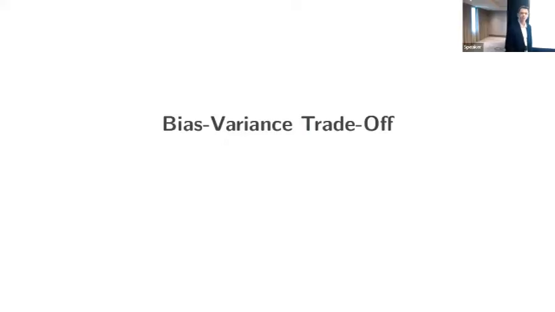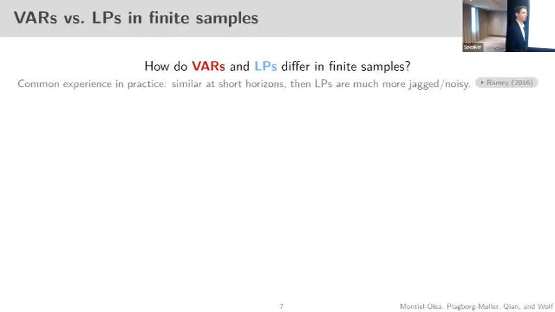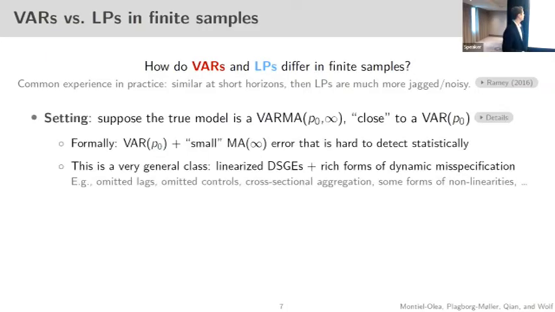And for that, let me first begin with an observation that will be familiar to many people in this room. If you run a VAR and a local projection in some finite sample, like you look at the applications in Valerie's handbook chapter, you're going to see that at short horizons they tend to be reasonably similar. At long horizons in particular, they will diverge, with LPs tending to be a lot more jagged, a lot more noisy. Okay?